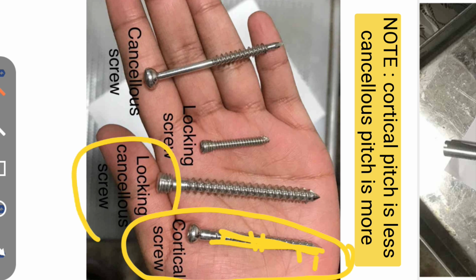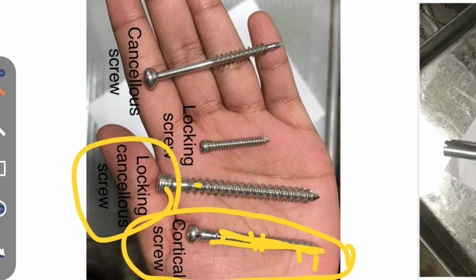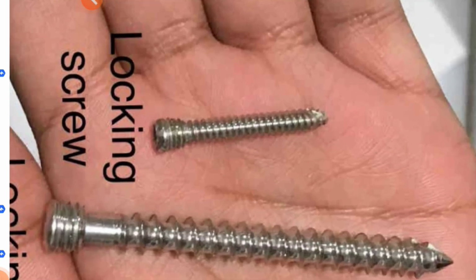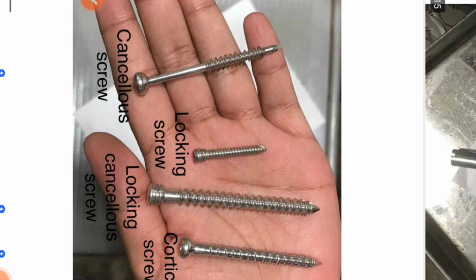Next is a locking cancellous screw. Locking cancellous screw. Okay. Why is it locking here? Because this head part also has the pitches. Okay, and next is the lock screw. It is a smaller one. Okay, you can see head also has pitches. Next is the cancellous screw. These are all 4 types of screws.